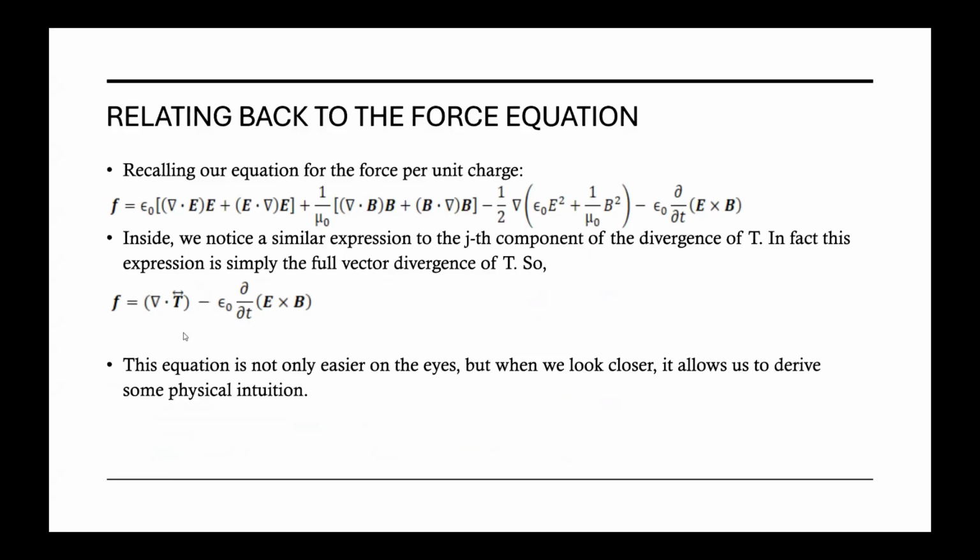Right, so we have to remember that this is a force density, and this is a force per unit area, the derivative of a force per unit area. And then this is a time derivative of something, but if we recall, a force is equal to the time derivative of a momentum. So then this E cross B must represent some kind of momentum density, right?